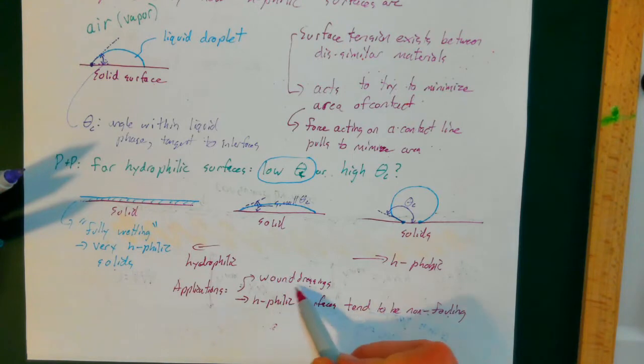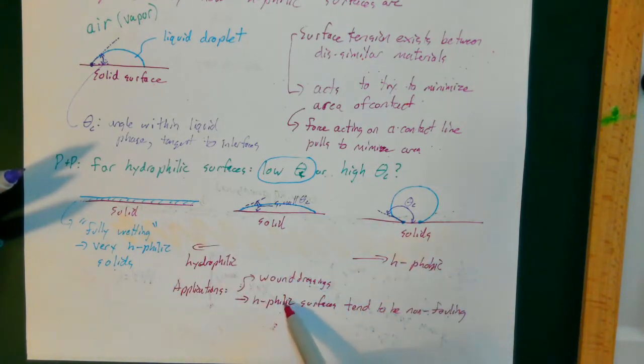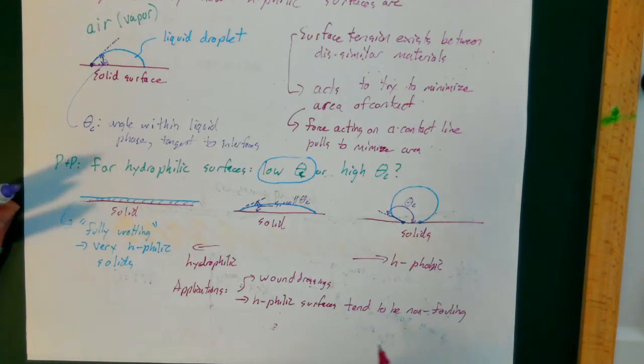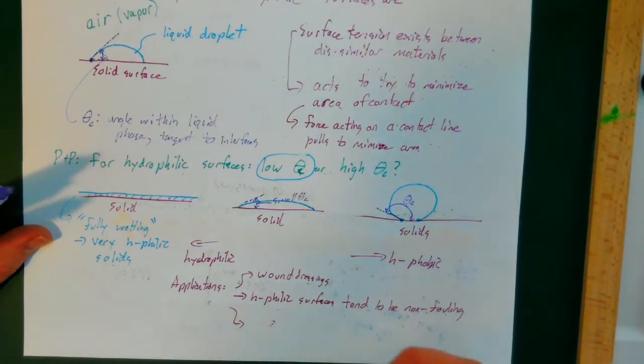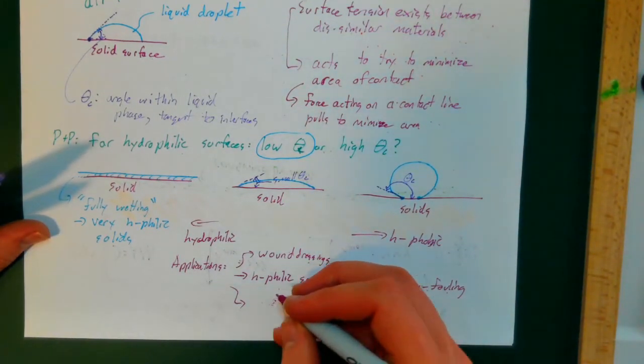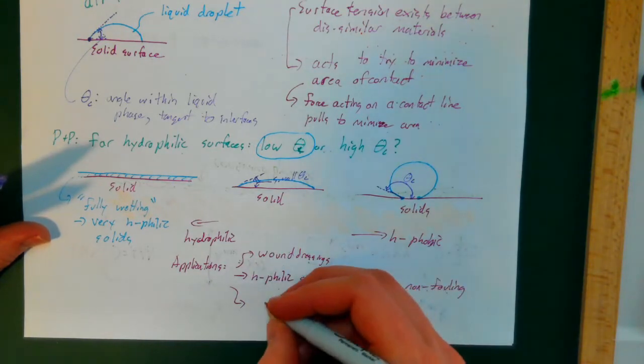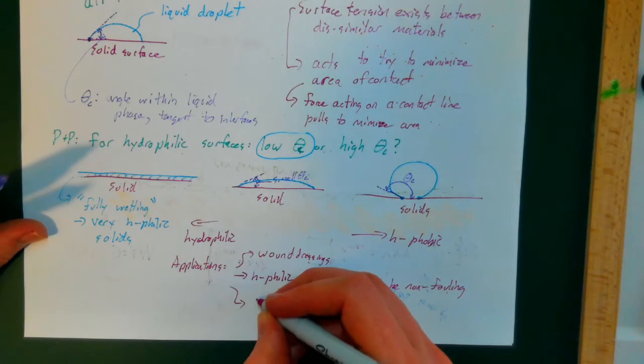So, we might care about these things for wound dressings, for sucking up fluid. We might care about these things for implants or bioreactors to make them non-fouling. There's also a lot of cool work being done on paper microfluidics.